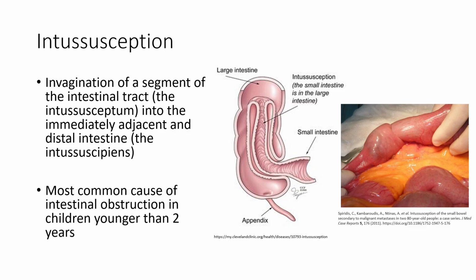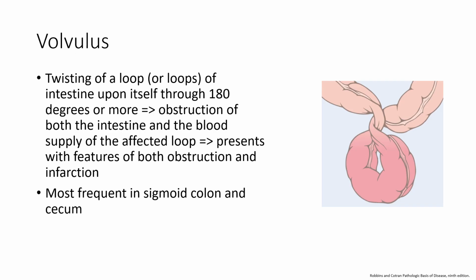In adults, intussusception is uncommon and is generally caused by a mass or tumor that serves as an initiating point of traction.